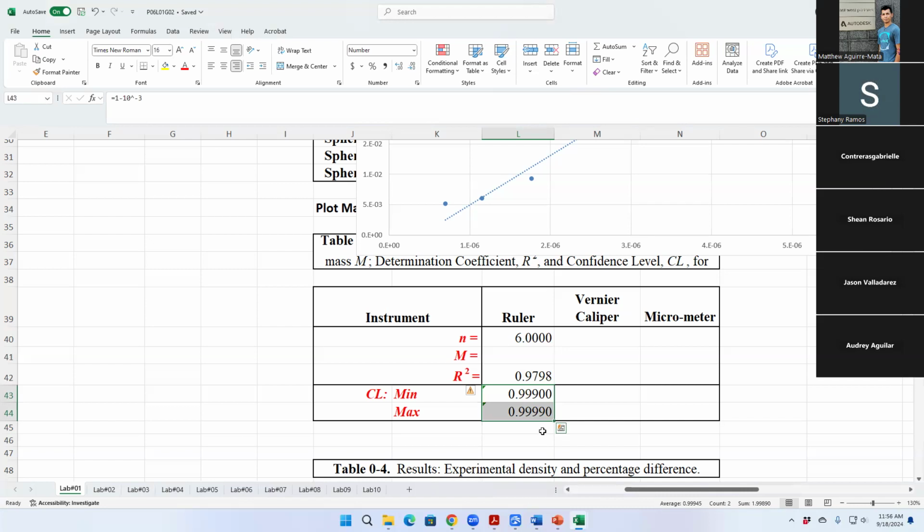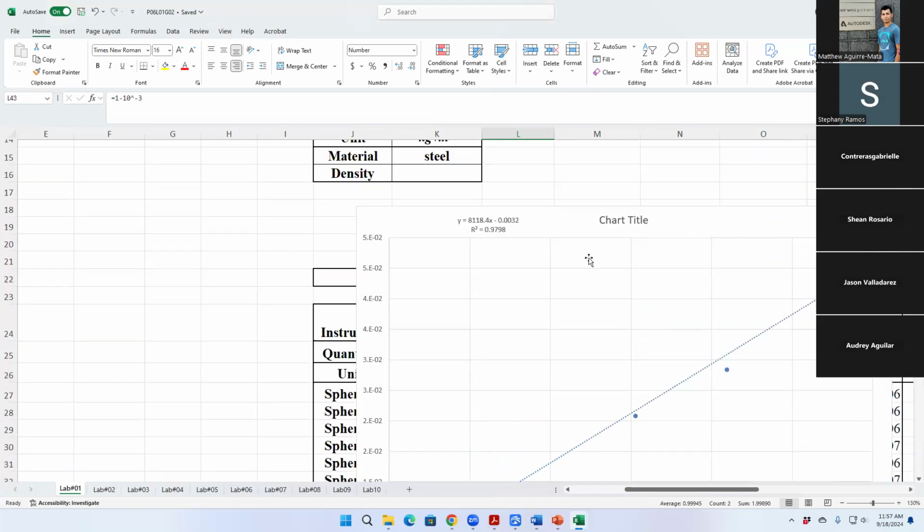What time is that? 11:56. Right, so we're running out of time here.